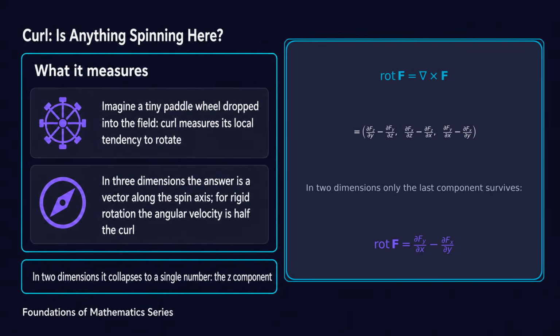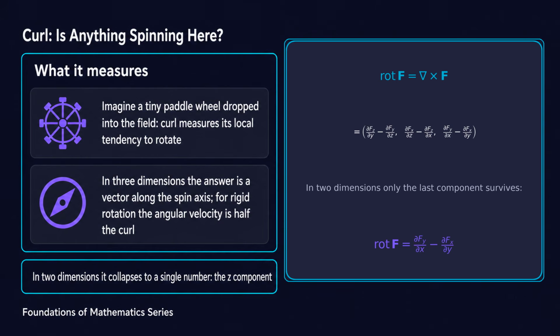The third operator is the curl. Written nabla cross f in 3 dimensions, it takes a vector field and returns another vector field, whose components are differences of cross-partial derivatives. The mental picture is a tiny paddle wheel dropped into the flow. The curl measures the local tendency to rotate, and in 3 dimensions it points along the axis of that spin.